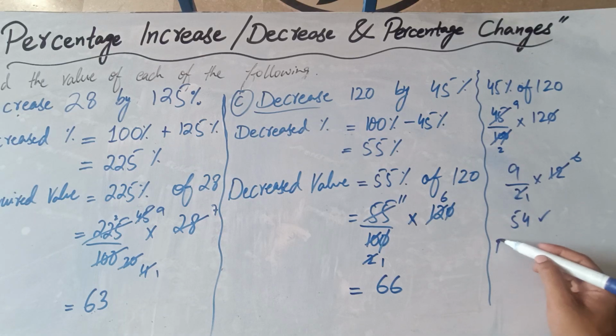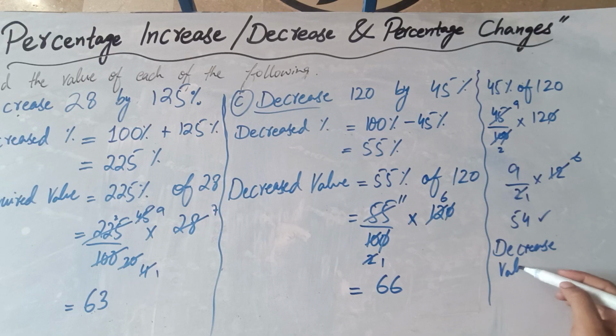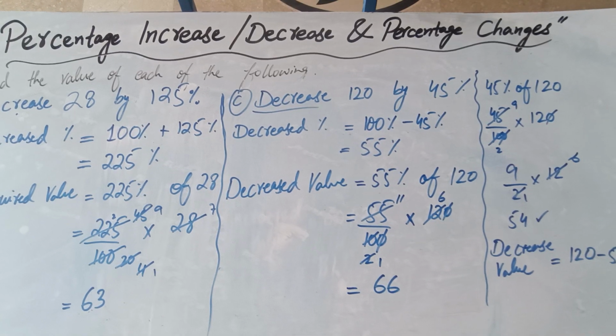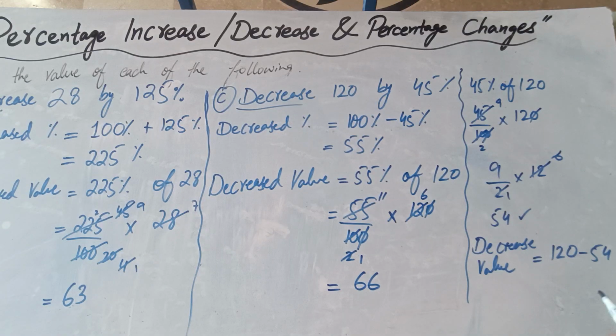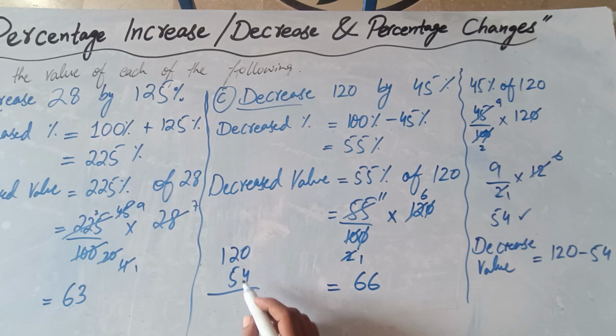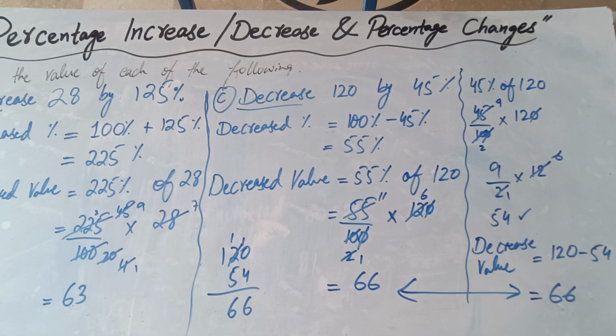Now we have to find out the decreased value. How do we find it? We subtract this 54 from 120. So 120 minus 54 gives us the decreased value. When we subtract 54 from 120, this gives us 66. So the final answer is the same, as you can see over here.